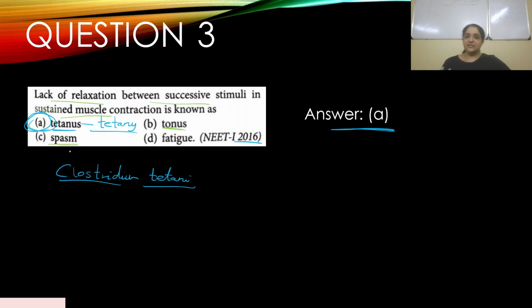Spasm is the sudden involuntary muscle contraction. Okay, it is different from tetany. Actually, tetany can be a symptom of spasm. And fatigue is overusing your muscle. The muscles become exhausted, so they become tired. Fatigue means tired. So when you overuse your muscle too much, it causes fatigue. But in this case, lack of relaxation between successive stimuli and sustained muscle contraction is called tetany. Okay, answer should be A.